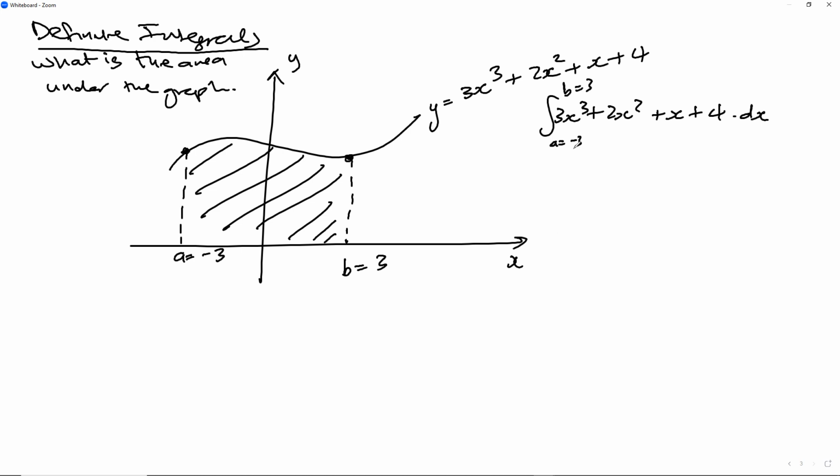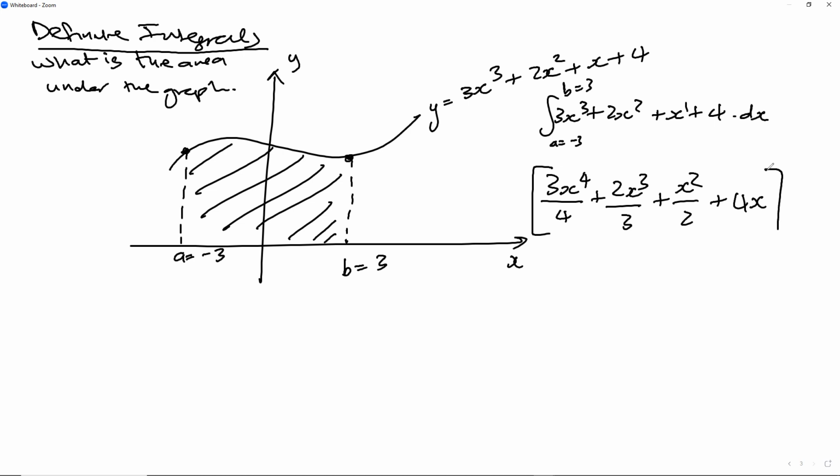Now that is going to become, if I take the 3 out, I'll get 3x to the power of 4 over 4, right, plus 1 divided by the new power, and the number stays the same, plus 2x cubed over 3, plus x, 1 plus 1 divided by 1 plus 1, which will be x squared over 2, plus 4x. And now we do not put c for this one here. We do not put c here. We put brackets and we put our beginning point and our end point over here.